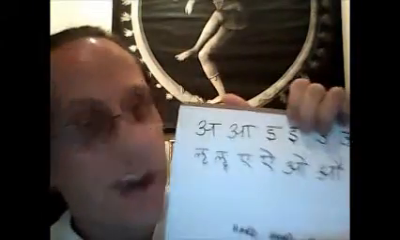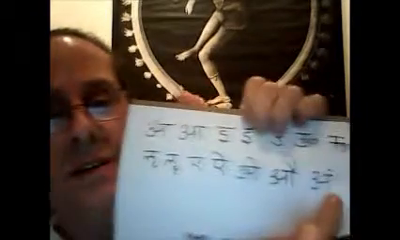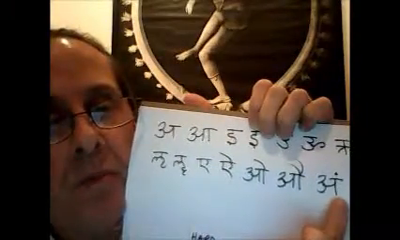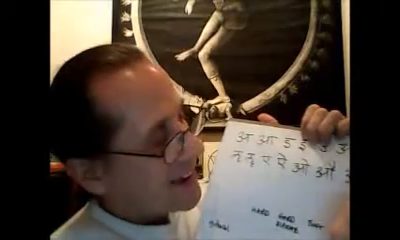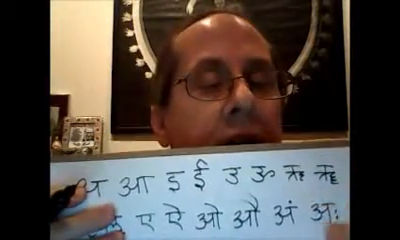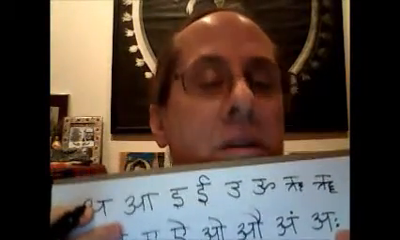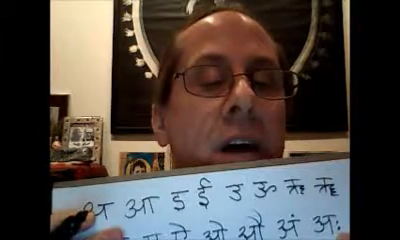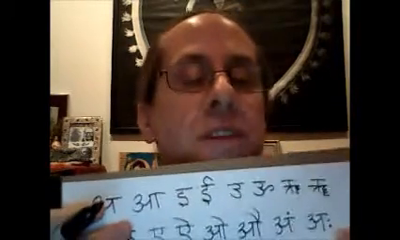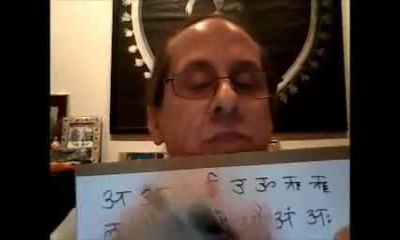Then we have this and we put a dot over the top. And we have this, and we put what looks like a colon, and it becomes aha. Aha. With an H sound interspersed in it.